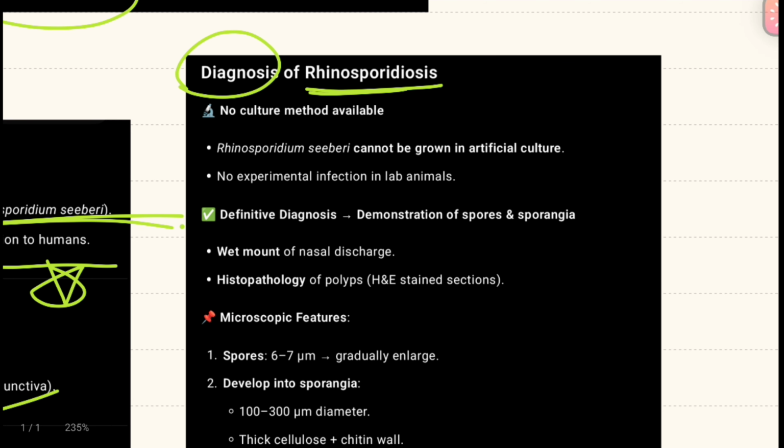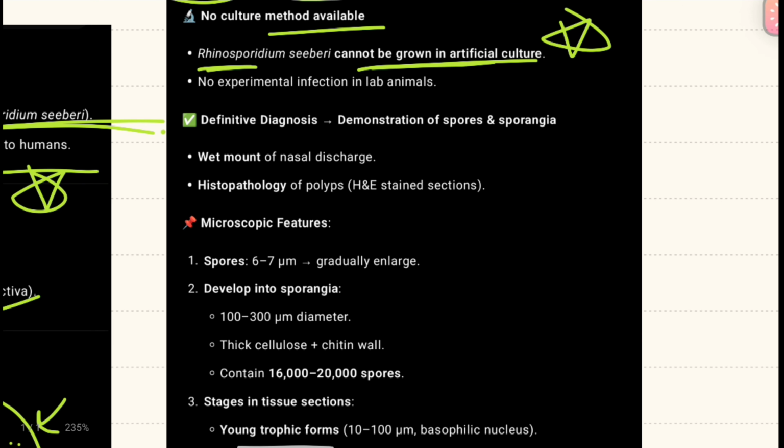Usually, no culture is available because Rhinosporidium seeberi cannot be grown in artificial culture. Therefore, a definitive diagnosis is only possible through the demonstration of spores and sporangia.